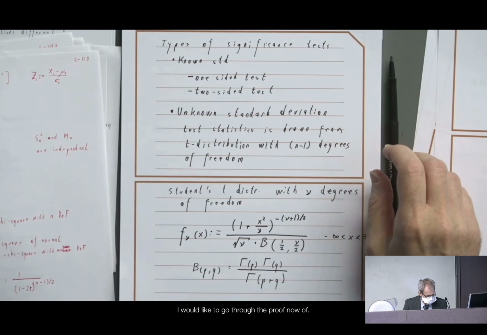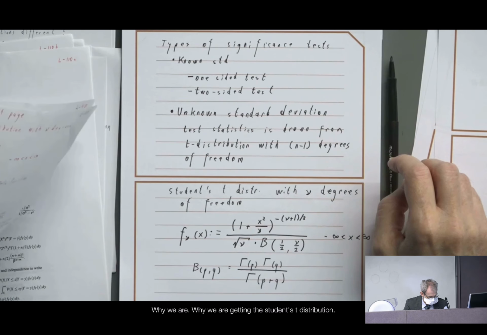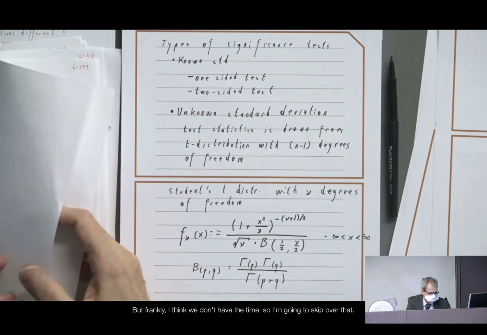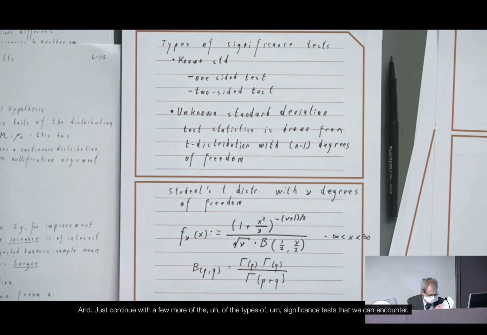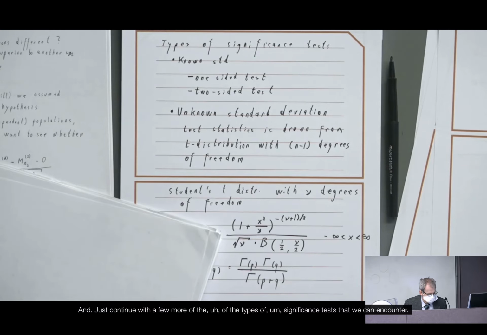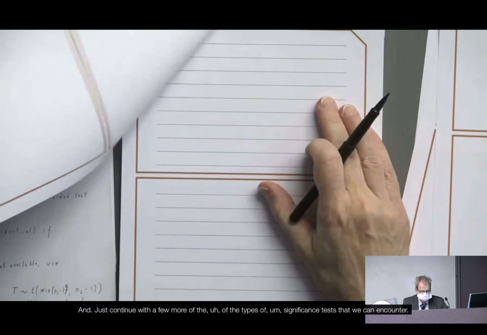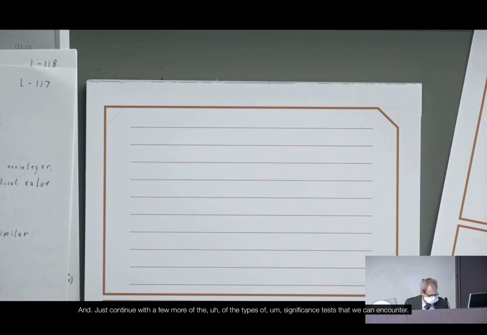I would like to go through the proof now of why we're getting the student's t distribution, but frankly, I think we don't have the time, so I'm going to skip over that and just continue with a few more of the types of significance tests that we can encounter.